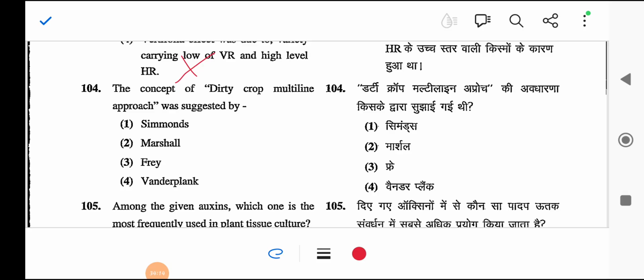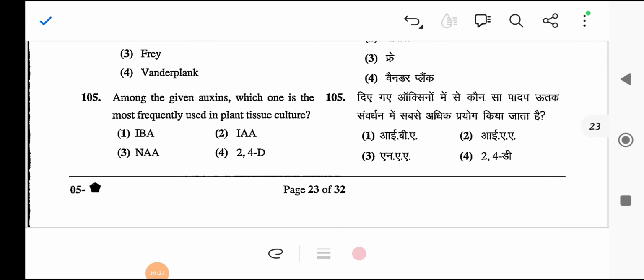Next is the concept of dirty crop multi-line approach. What is the dirty crop multi-line approach? It was given by the scientist Marshall. Next, among the given auxins, which one is most frequently used in plant tissue culture? It is the synthetic auxin 2,4-D.